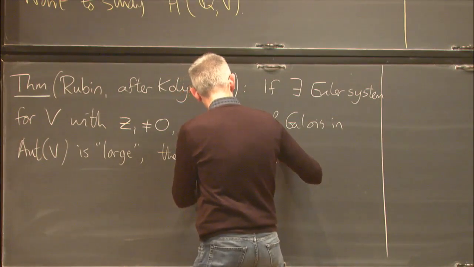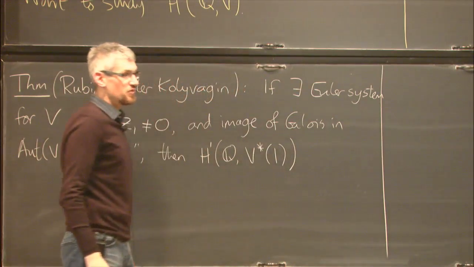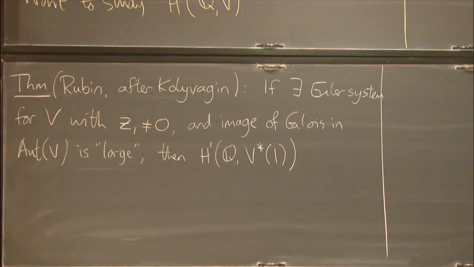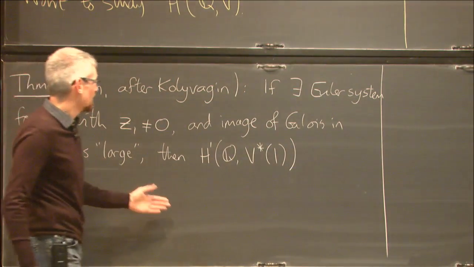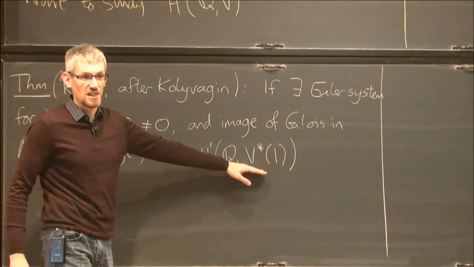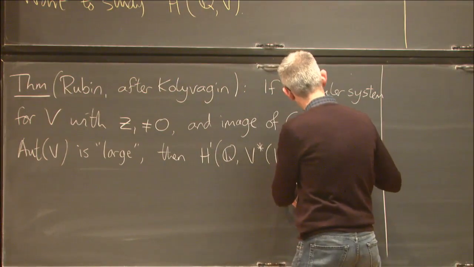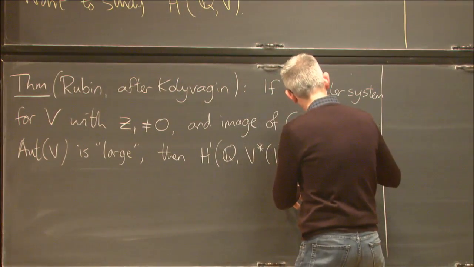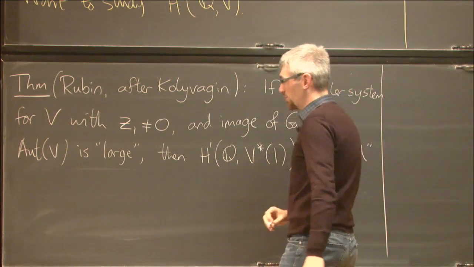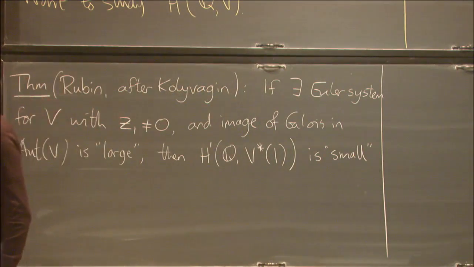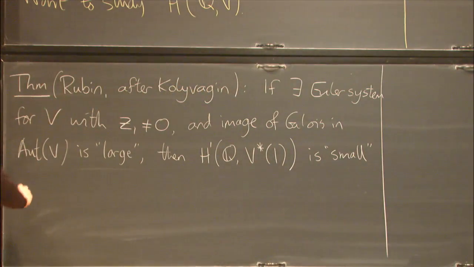And then you get some bound on the cohomology, not of V, but of V^*(1). There's a duality game which is indispensable here. So when you have lots of classes in V, it gives you some control on the cohomology of the dual thing. So I don't want to state it precisely. Let me just say that the cohomology is small.